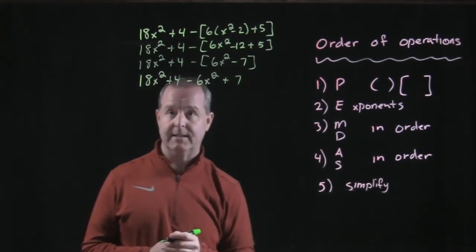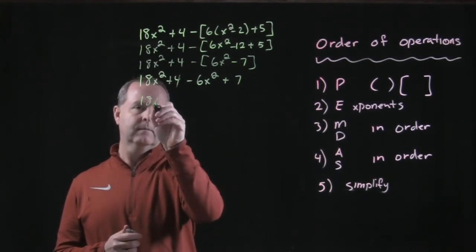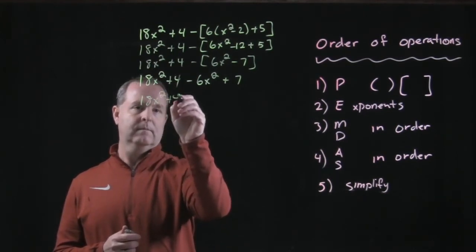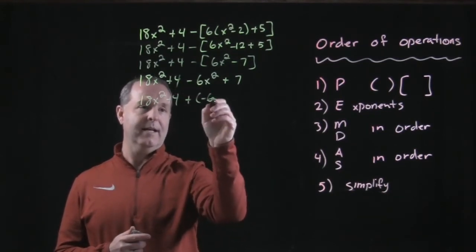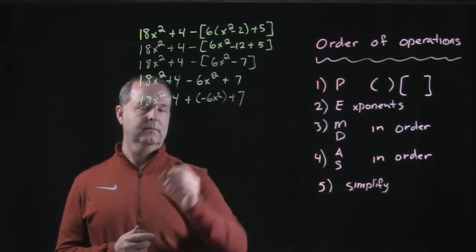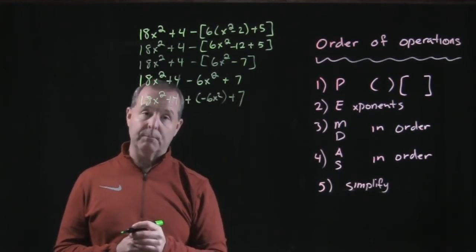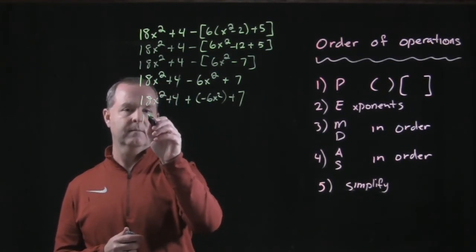Let's rewrite that as all terms being added together. Rather than subtracting a 6x, I'm going to add its negative, or its opposite. Now I can use the commutative property because I'm going to commute these terms across the addition sign.